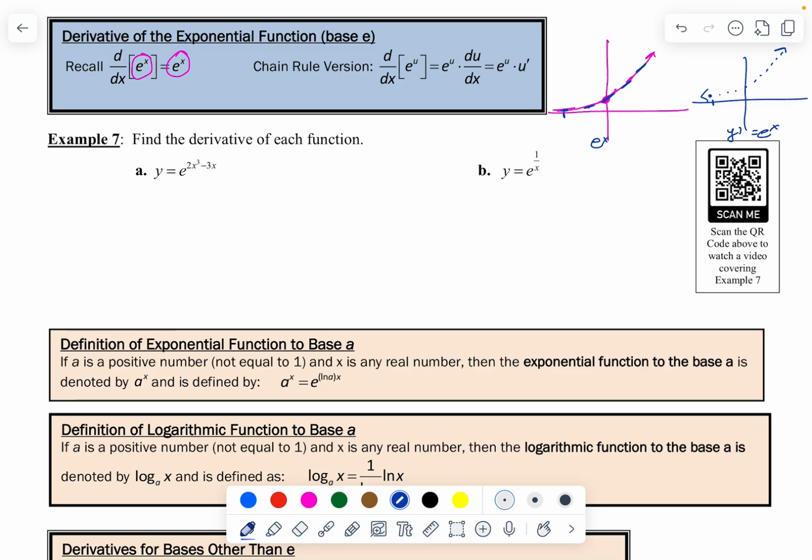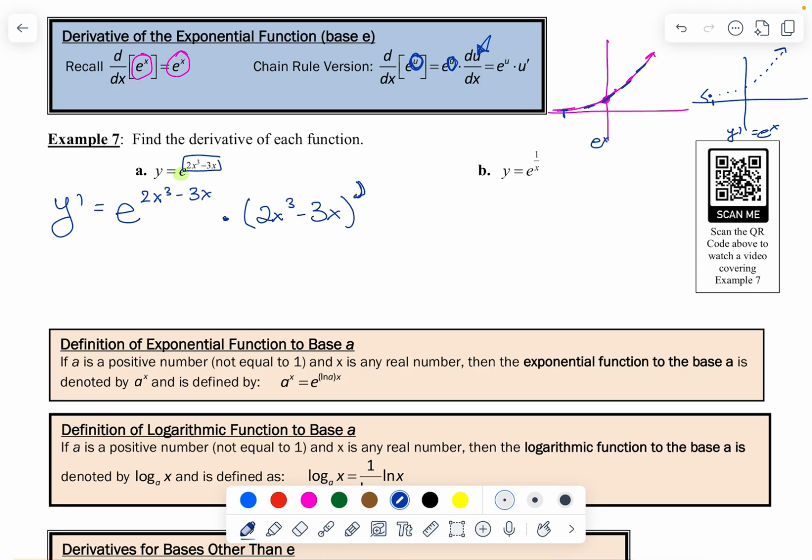Now when you have to apply the chain rule, when there's other things other than x in there, we're going to do e to the stuff times the derivative of stuff. In this case, this guy is being raised to 2x cubed minus 3x. So when you take the derivative of e to the stuff, it's just going to be e to the stuff times the derivative of that stuff.